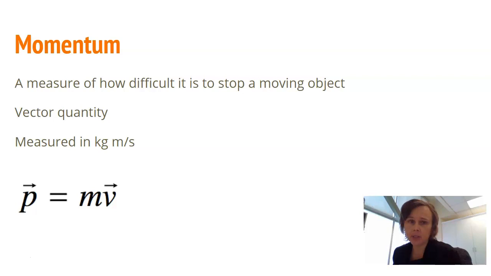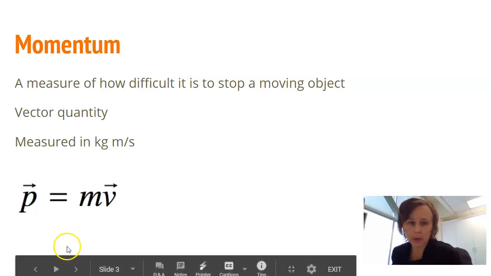Momentum is a measure of how difficult it is to stop a moving object. It is a vector quantity and it is measured in kilograms times meters per second. So momentum is only present when an object is moving. If an object has no velocity, there is no momentum, and it is different from inertia, what we learned in the previous chapter. Inertia is a property of a mass. It does not depend on the motion of the object, but momentum is the quantity that includes both mass and velocity.